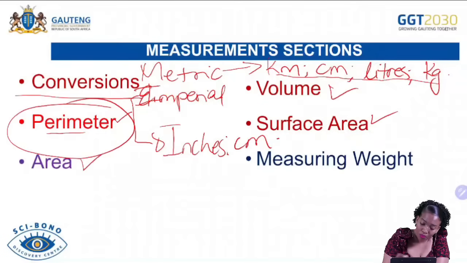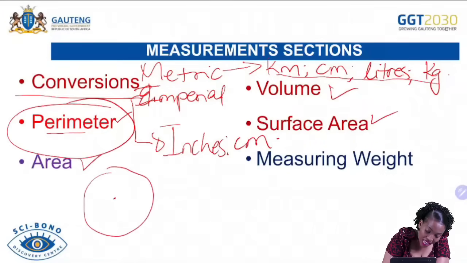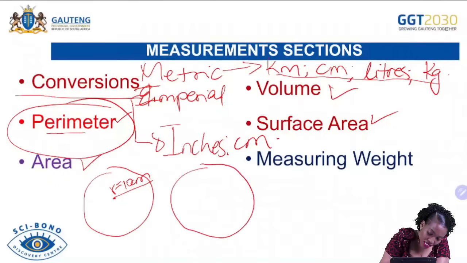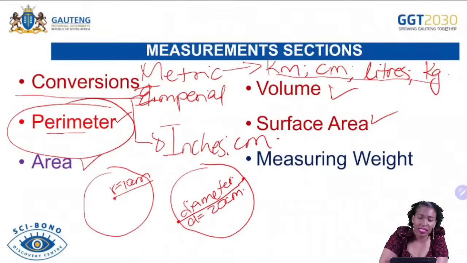And remember, when it comes to radius and diameter, if this is your circle, and then from here to there is your radius, and your radius is 10 centimeters. If this is your circle, and then the line from here up to there, this is your diameter. So if your radius is 10, that means that your diameter will definitely be what? It will be 20 centimeters.